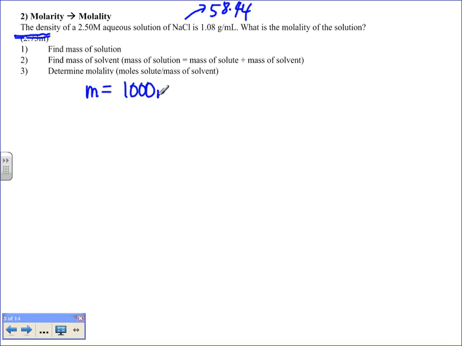Sorry, we've got 1,000 milliliters of solution, because we've got a 2.5 mole per liter solution. So that's 1,000 milliliters. From the density of 1.808, we can figure out that the mass of our solution is 976 grams. This is the mass of the solution, which includes both the sodium chloride and the solvent. So what we need to do now is figure out what portion of that is the mass of the solvent.